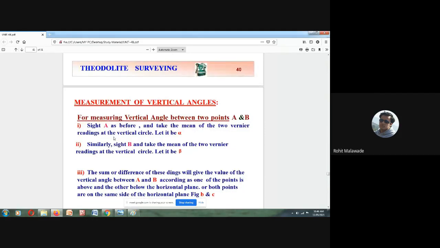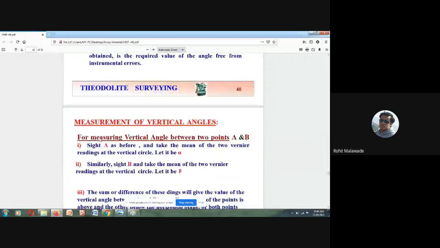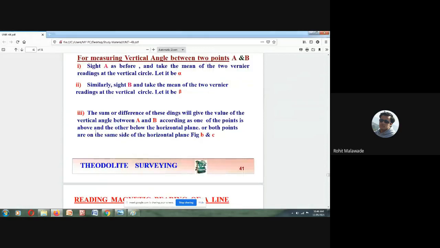Now, for measuring the vertical angle between the two points A and B, again you will be doing the same procedure. So this is how you are going to measure the vertical angle.